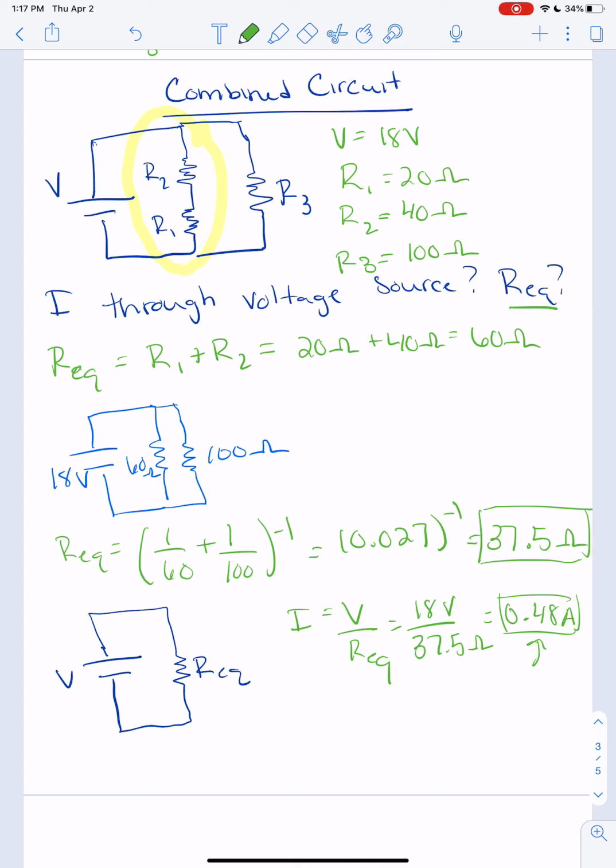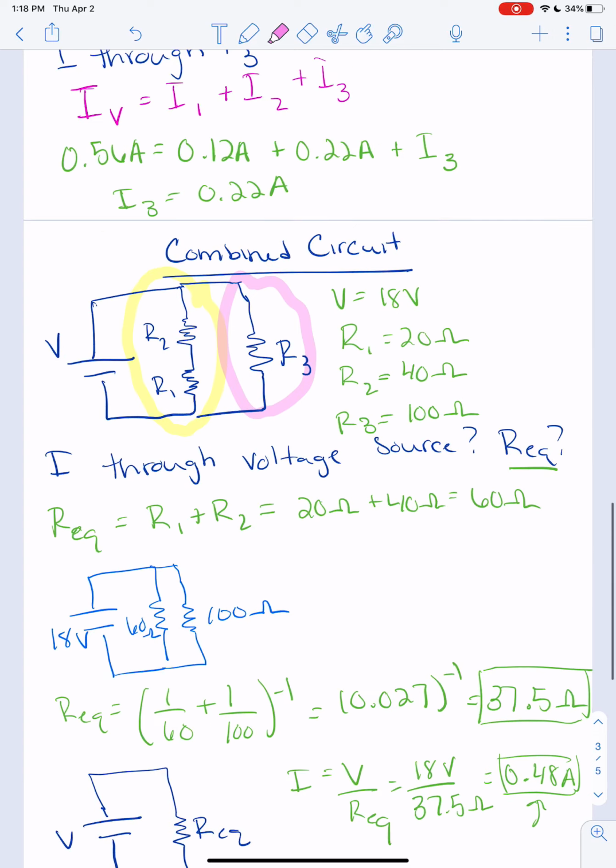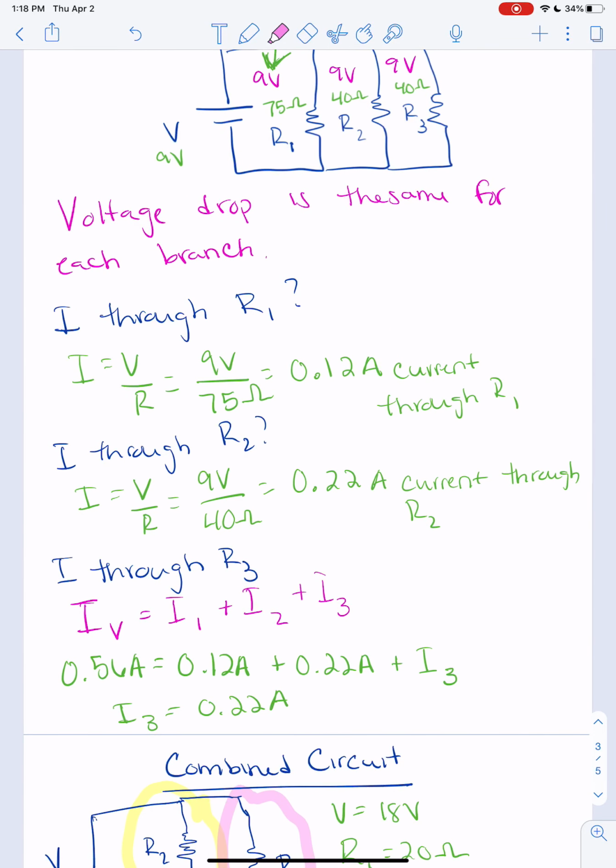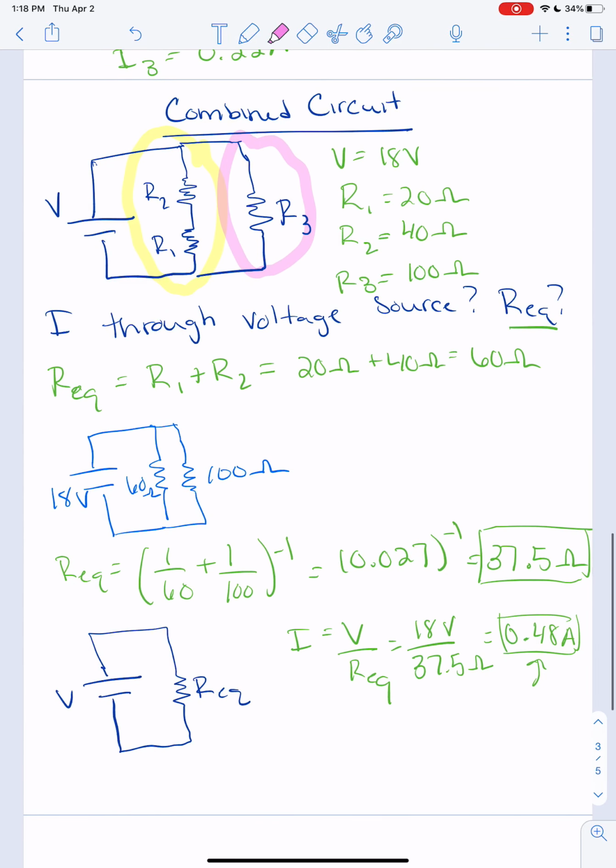So again, this is the current through the voltage source. What we did here was first we combined our first two resistors, these we did in series, then we did the second one in parallel to find our total equivalent resistance. And then when we were all done with that, we used our equation I equals V over R equivalent to find the current through the voltage source. And again, then we could do problems like we did in the previous one to figure out the current through each part, right? And we would know how to do that.